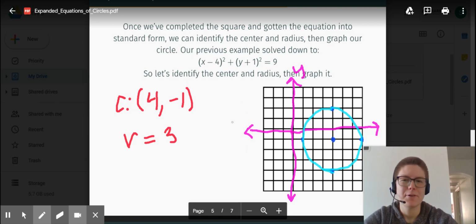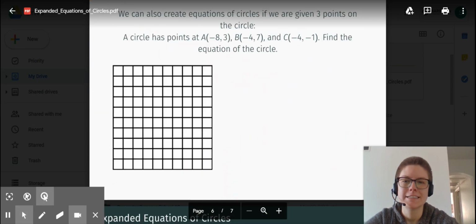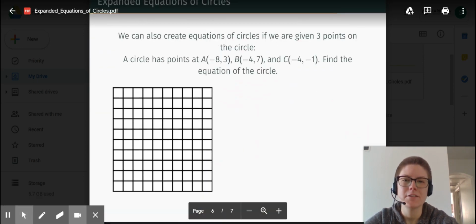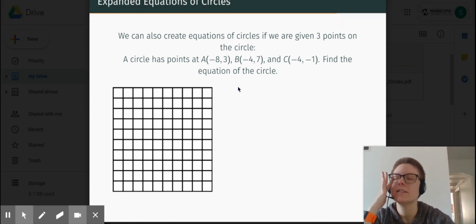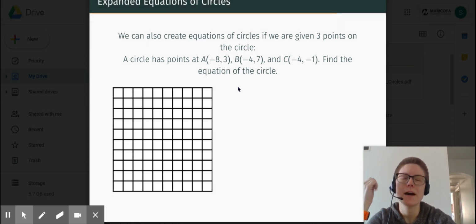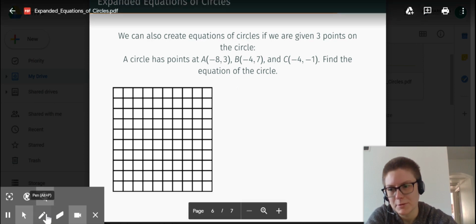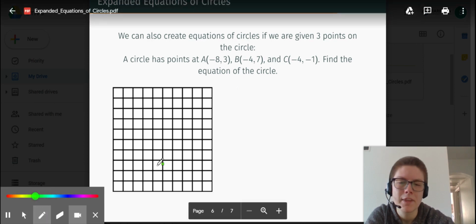All right, so up next is, let's see. All right, so we can also create equations of a circle if we're given 3 points. Oh, this is such a long example, but we're going to do it. We're going to power through. Power through, I say.